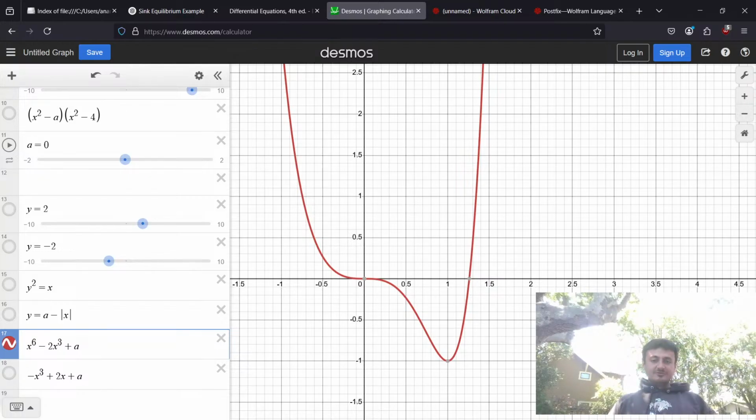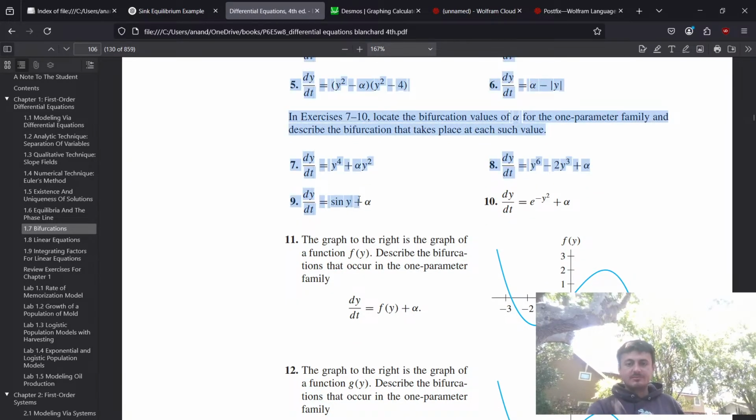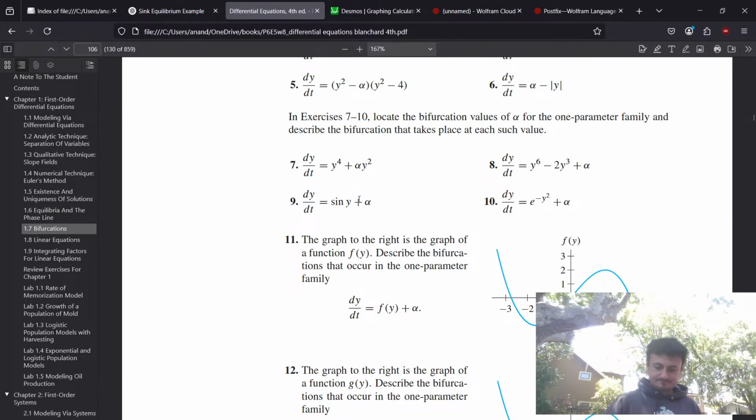All right, I'm gonna make some food, and we're gonna finish this stuff up. Okay, so I feel like I understand number 8. All right, let's do number 9. So what does the bifurcation plot look like?